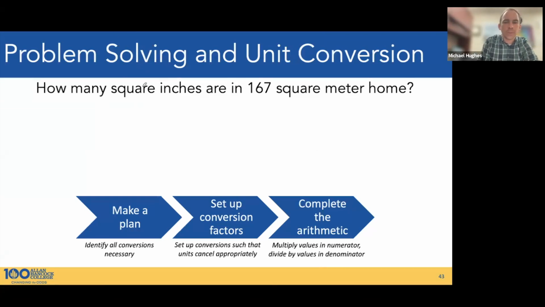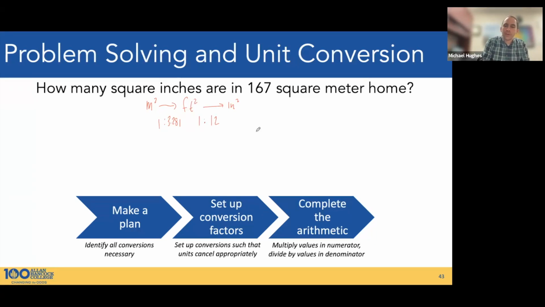So our plan is going to be to go from meters squared to feet squared to inches squared. And now again, ignoring the squares for now, the relationship between meter and feet, meter is about 1 yard and there's 3 feet in a yard. So the relationship here is that there's 3.281 feet in every 1 meter, and in every 1 foot, there's 12 inches. So those are our relationships.